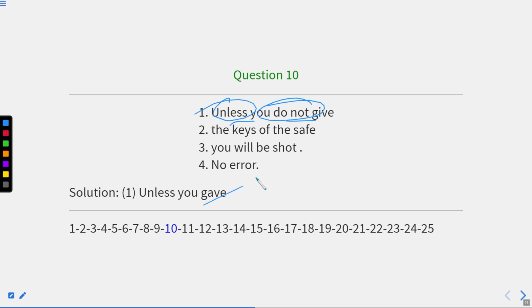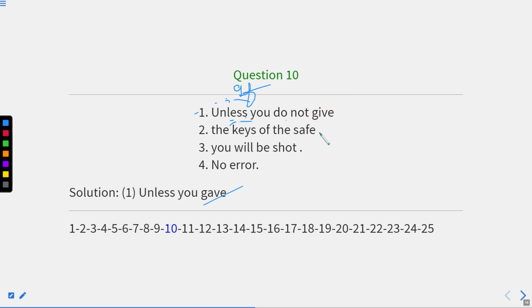Now as we need not rectify them, if we are not getting the concept of it, it is useless. It only matters which part contains the error, and we know well that the first part contains the error, and that is the answer. But I'm telling you the concept over here, that the correct sentence will be: if you do not give the keys of the safe, you will be shot.